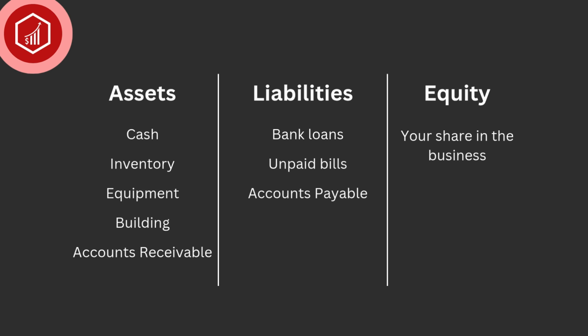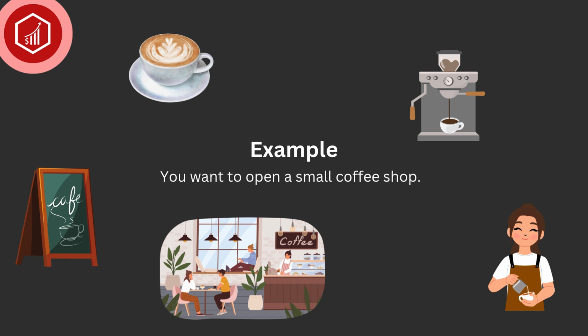Every financial transaction affects this equation. For example, if a company takes out a loan, both assets and liabilities increase. If it earns profit, equity increases. The equation must always stay balanced. If it doesn't, there's an error in the bookkeeping. So, let's dive into an example to understand it better.